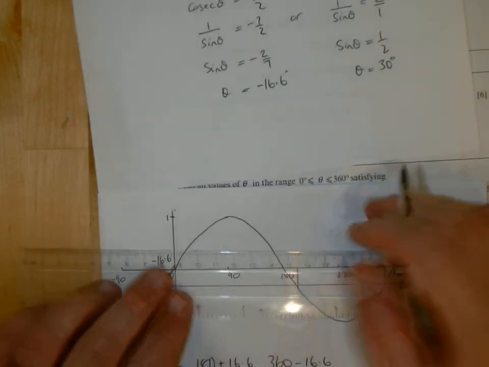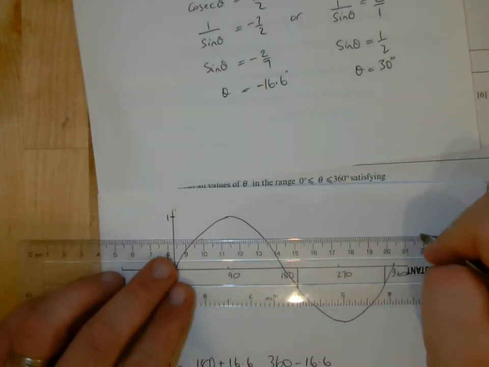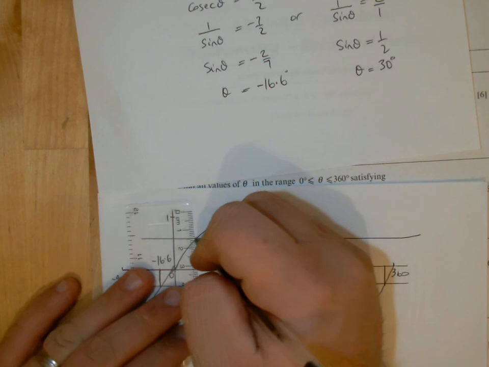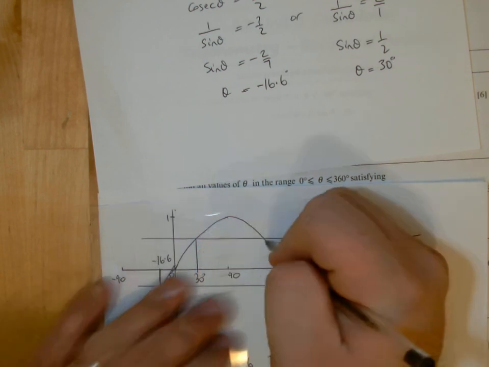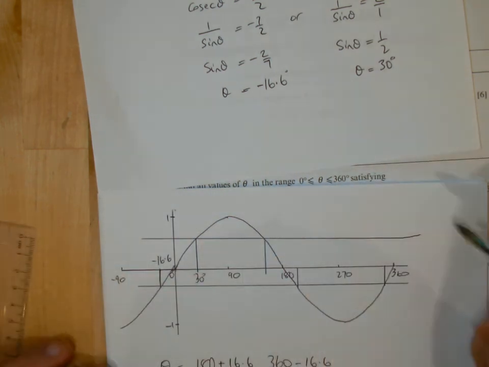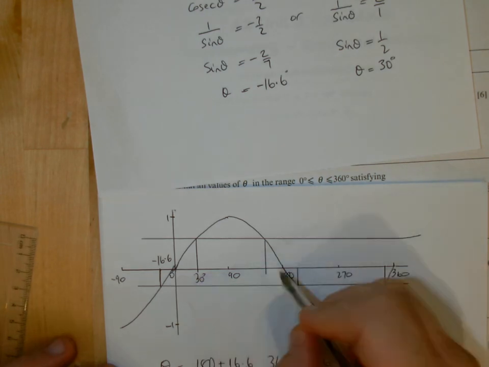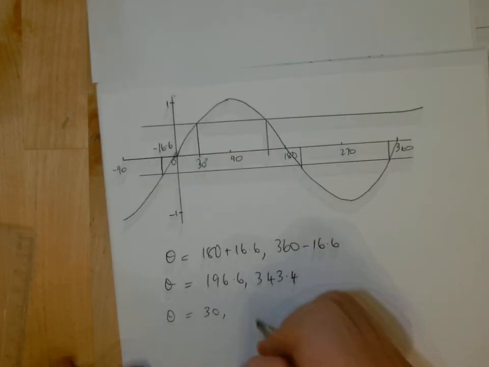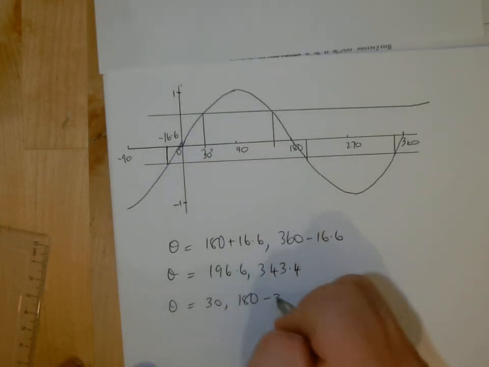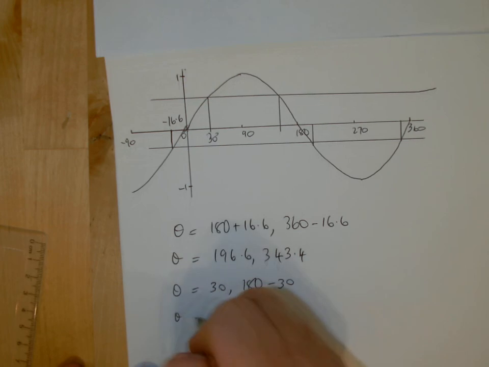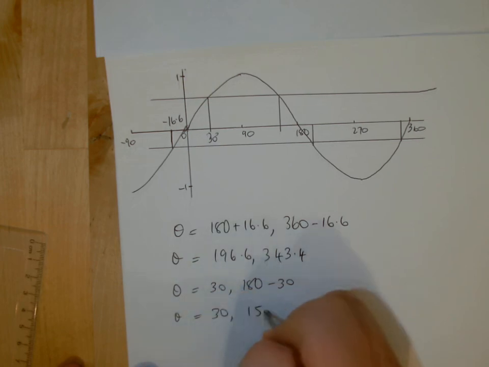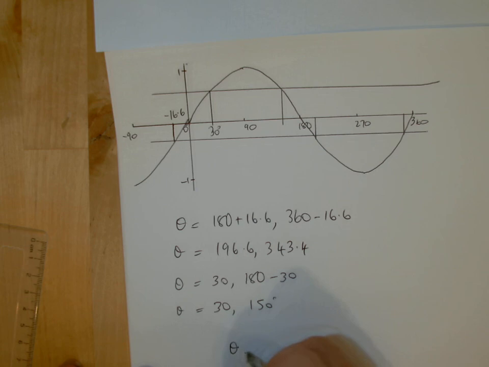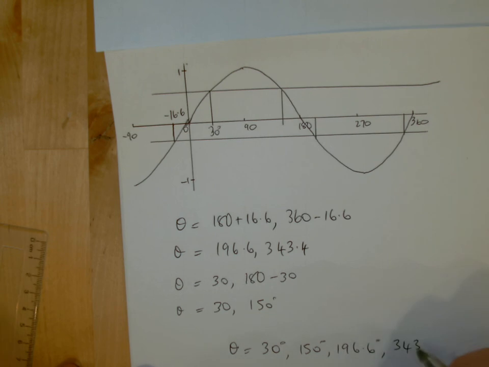The other result, where sine theta is equal to a half, we've got 30 degrees. And of course you can see that one's going to be 150, because 180 minus 30. So we get 30 degrees and 150 degrees. So altogether we could say 30 degrees, 150 degrees, 196.6 degrees, and 343.4 degrees.